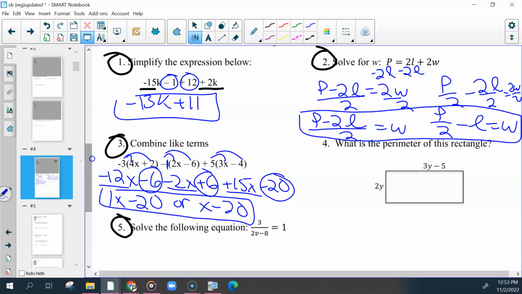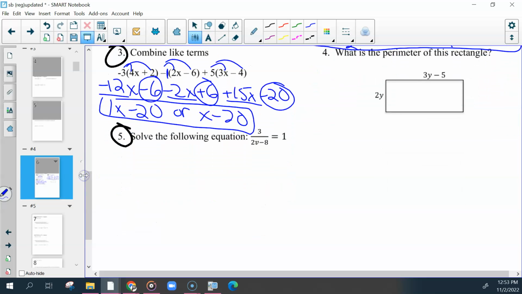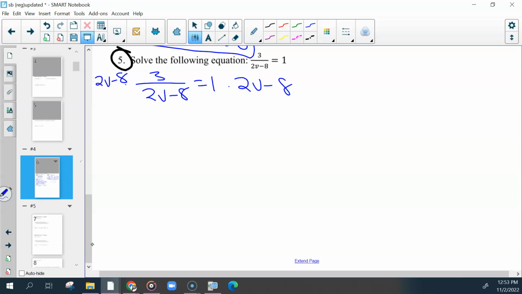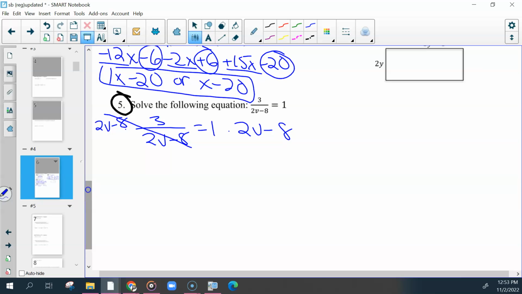Questions on that one? And then 5, we had to solve this. I'm going to rewrite this. For b, if we multiply both sides by 2b minus 8, we can get it out of the denominator. These would cancel. And then this would become 2b minus 8. Oh, so we don't multiply those. You could do that. You would end up with the same thing.